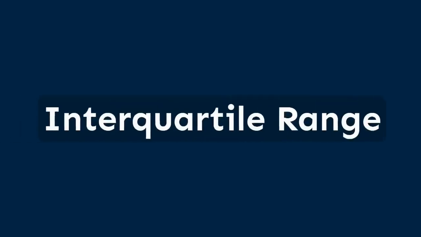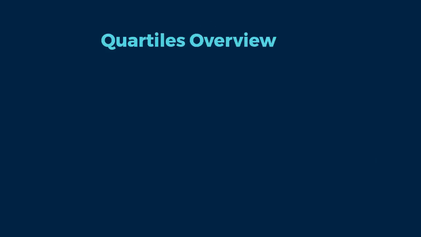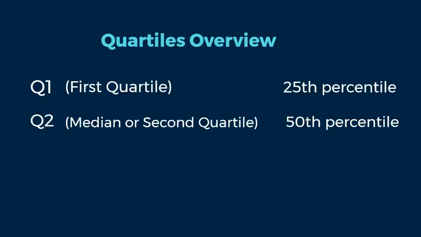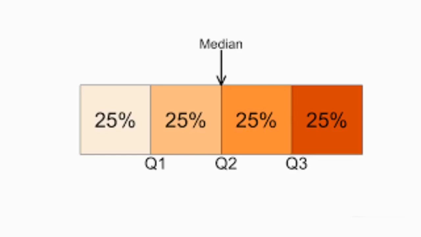The interquartile range, or IQR, measures the spread of the middle 50% of the data. It helps us understand where the central portion of the data lies and is less influenced by outliers compared to the range. To understand IQR, we first need to know about quartiles. Q1 is the 25th percentile, Q2 is the median or 50th percentile, and Q3 is the 75th percentile. These quartiles divide the data into 4 equal parts.